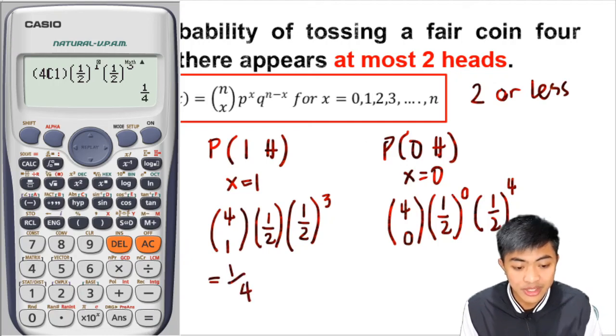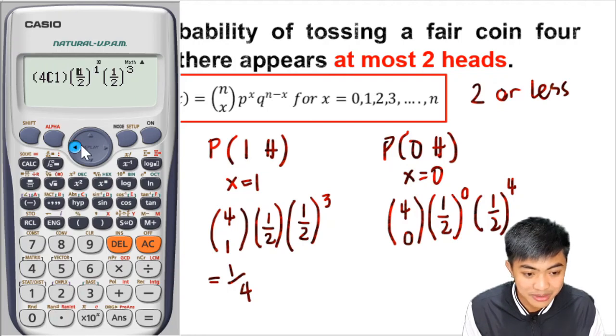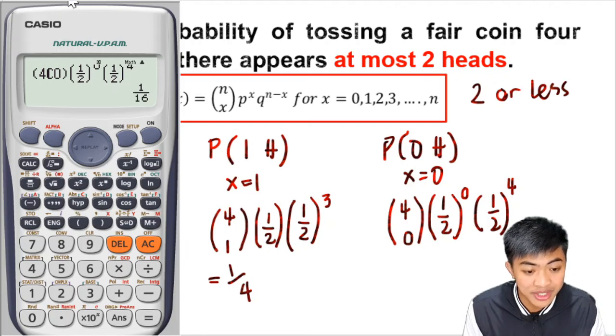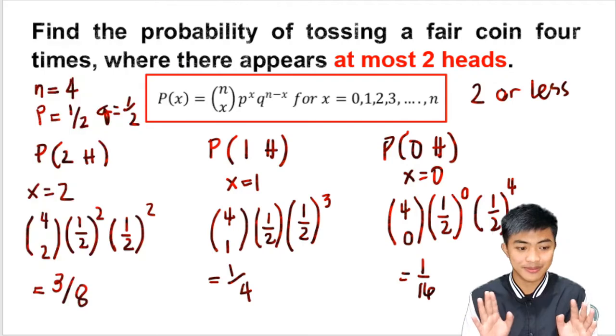And then last one, gamitin ko lang yung input natin kanina. So 4 combination 0 times 1 half raised to 0. Any number raised to 0 except 0 is 1. And 1 half raised to 4. Press equals. The answer is 1 over 16. Okay, so are we done?